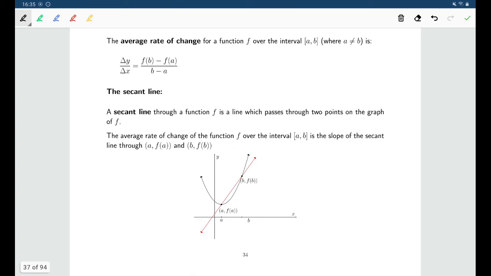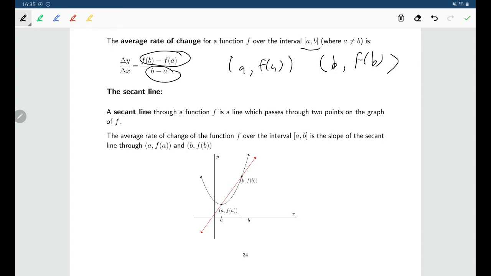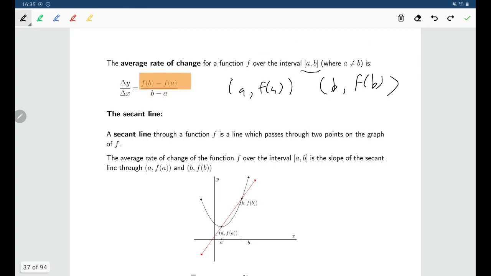So, since the average rate of change really just is a slope, then that's all it is. If you want the average rate of change of some function over some interval from a to b, then you'll have the point a, f of a, you'll have the point b, f of b, and you're just going to calculate the slope of those points. So the change in the y values divided by the change in the x values. F of b minus f of a over b minus a.